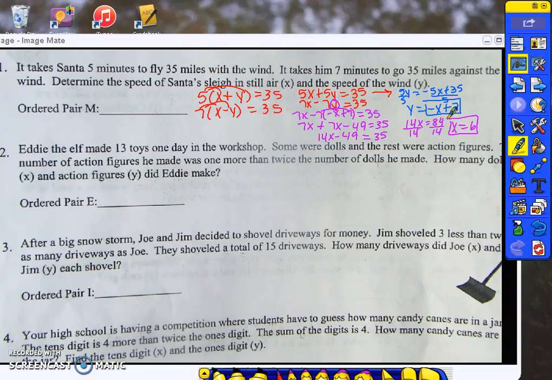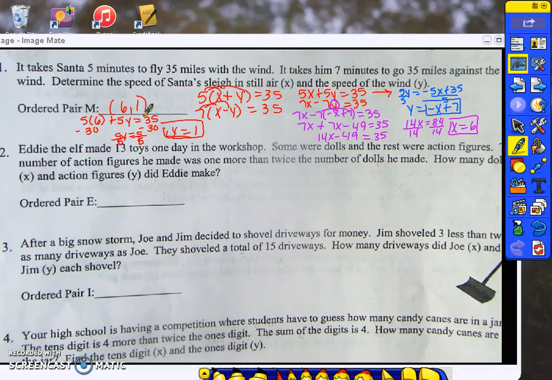So that's the speed of the sleigh in still air. 5 times 6 is 30. Plus 5y equals 35. Subtract 30 from both sides. 5y equals 5. And when we divide by 5, y is 1. So my ordered pair is 6, 1. So on your graphing sheet, you go to the right 6, up 1, and put a point.